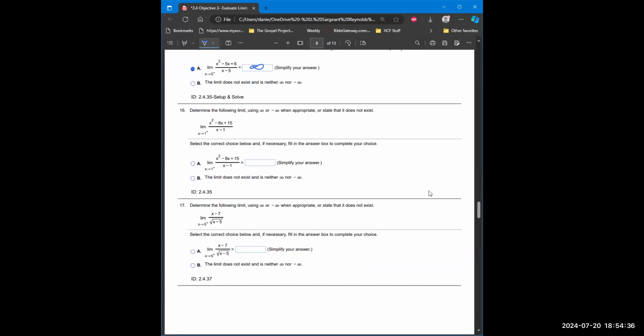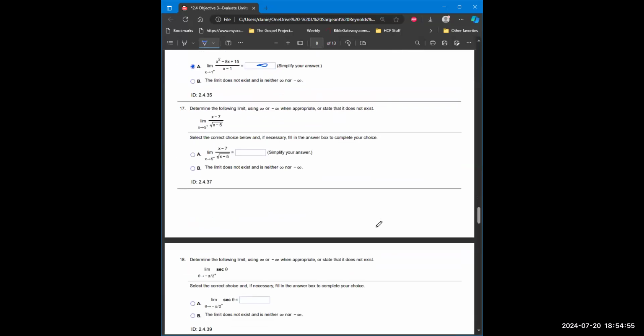I approach 1 from the right. This is x minus 3, x minus 5, for x minus 1, limit as x approaches 1 from the right. It's going to be a negative, and a positive. It's going to be a positive infinity. So I approach 5 from the right here. That's a negative over a positive is a negative infinity.